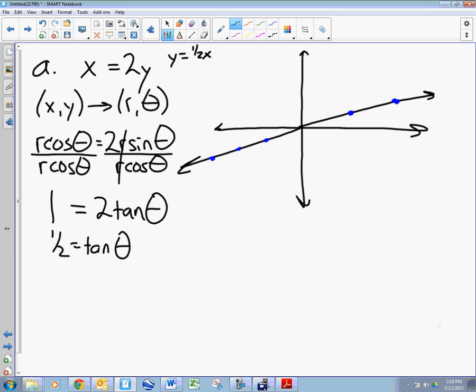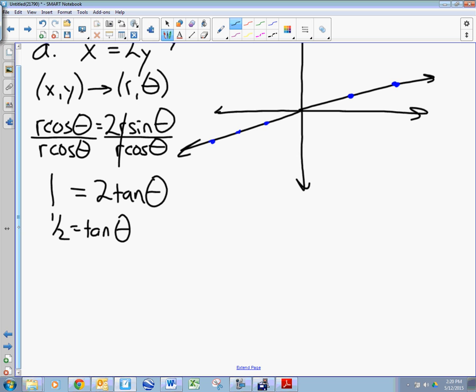And for polar coordinates, we will continue to work in radians. So tangent inverse of 1/2. Working in radians, what do you get when you take tangent inverse of 1/2? 0.46, right? So that means that this angle value is 0.46. So theta equal to 0.46 is the polar form of this line.